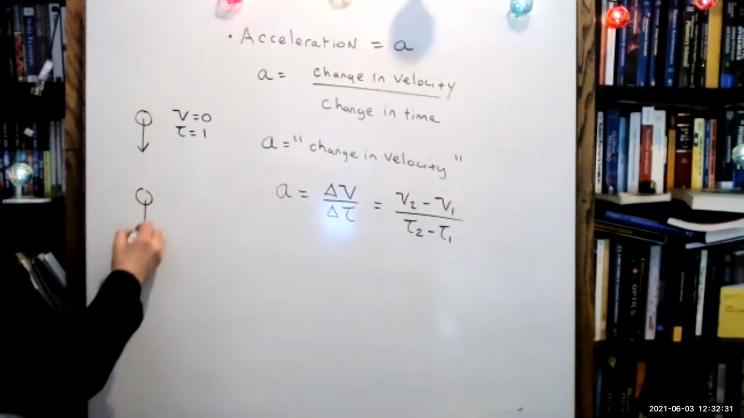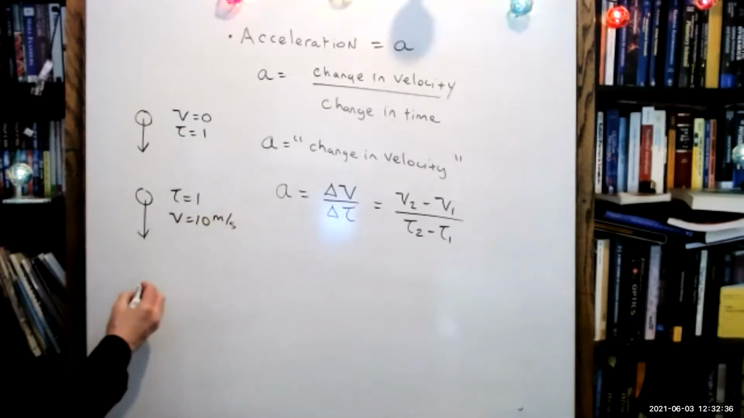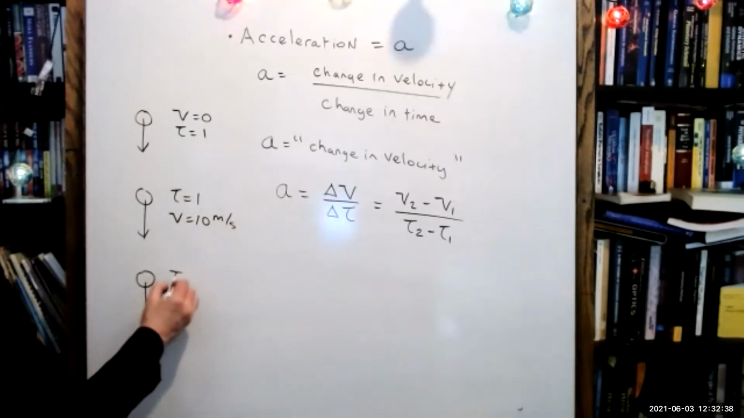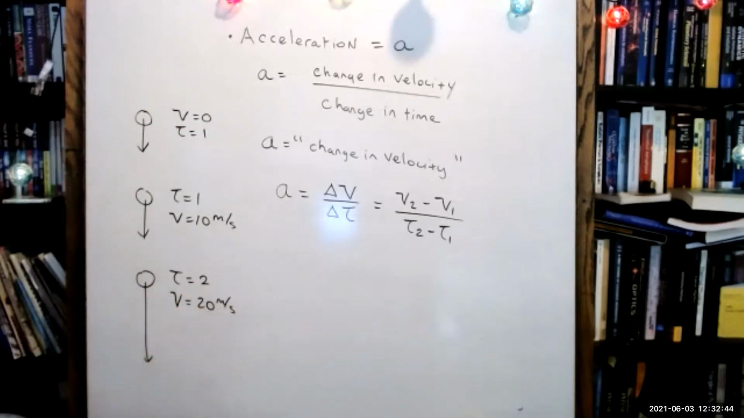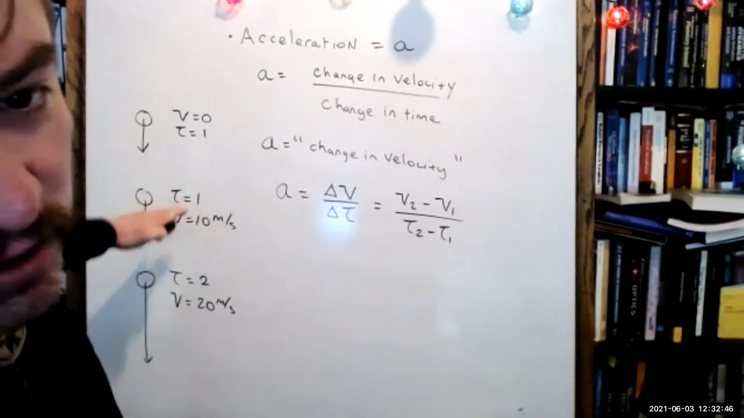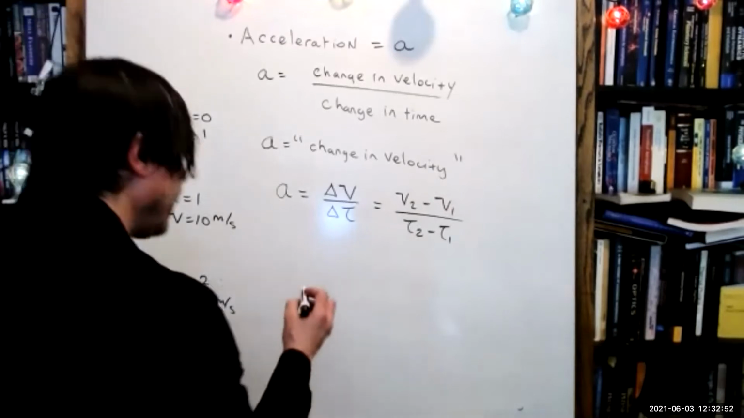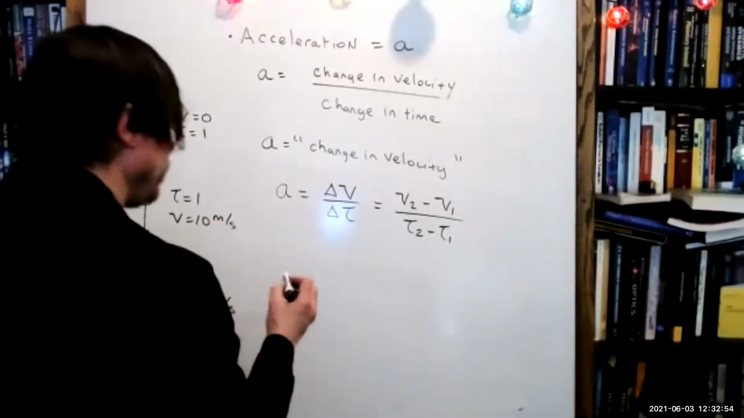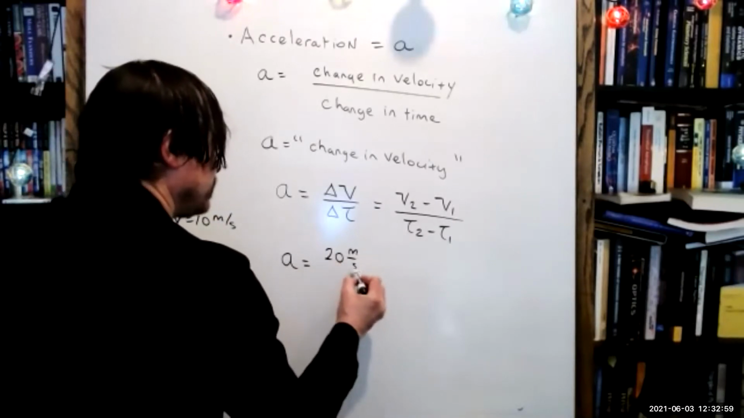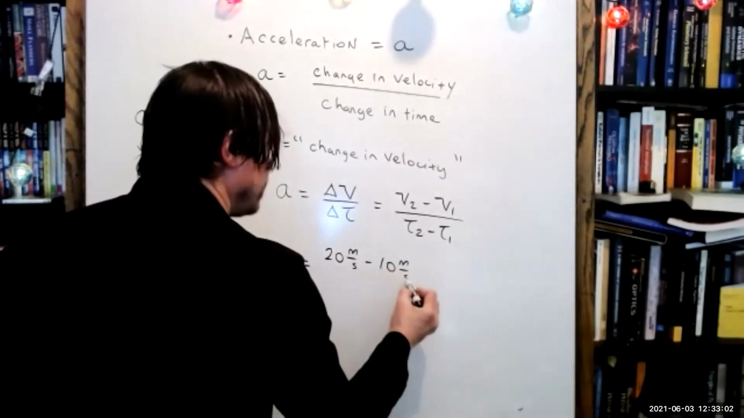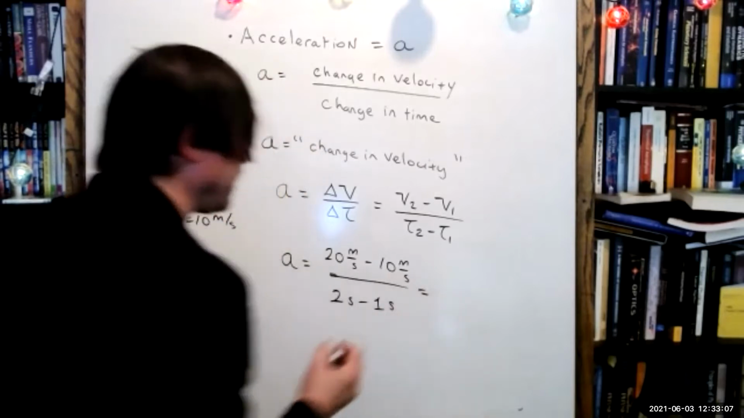Okay, when you perform the experiment, you find that if you drop a ball from rest, after 1 second, it has a velocity of 10 meters per second. And after 2 seconds, it has a velocity of 20 meters per second. And what we'd like to do is take 2 points in this experiment and plug them into our acceleration just for fun. Okay, so we'll take T1 and T2, and our acceleration would then be 20 meters per second minus 10 meters per second divided by 2 seconds minus 1 second.